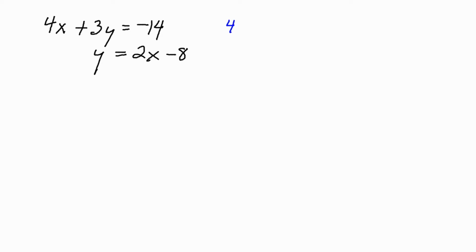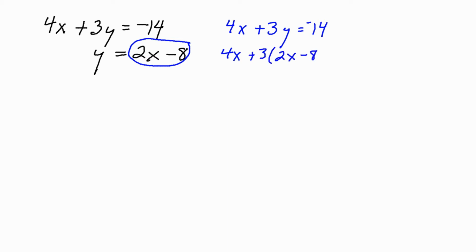So my first step is to take the 4x plus 3y equals negative 14 equation and replace the y with what y equals. So we have 4x plus 3 parentheses 2x minus 8 equals negative 14. Bring down your 4x, distribute your 3, so I have 6x minus 24 equals negative 14.